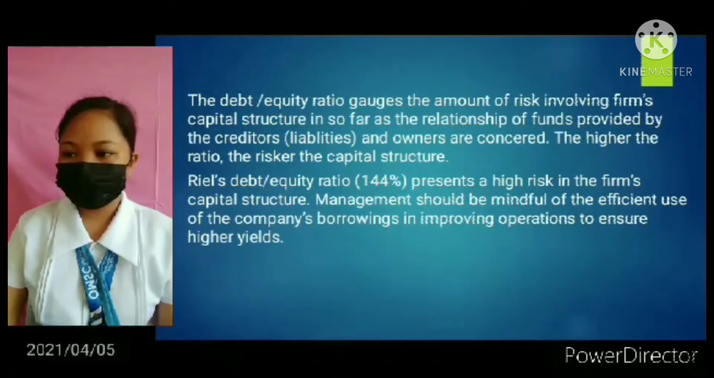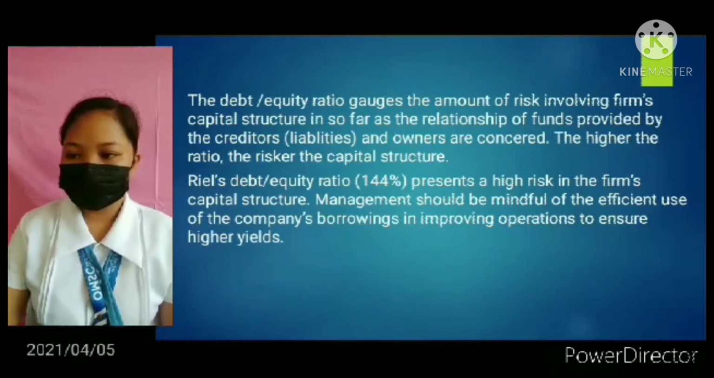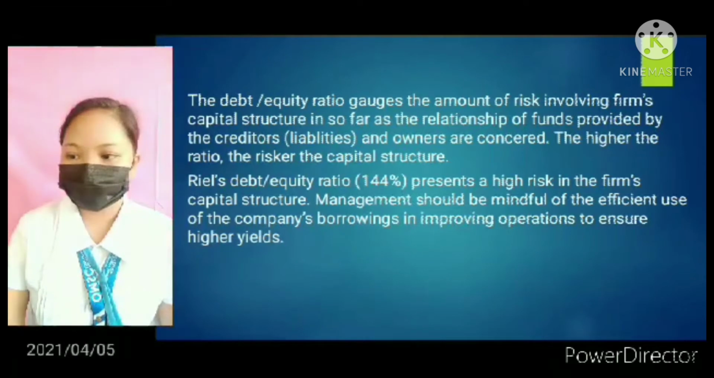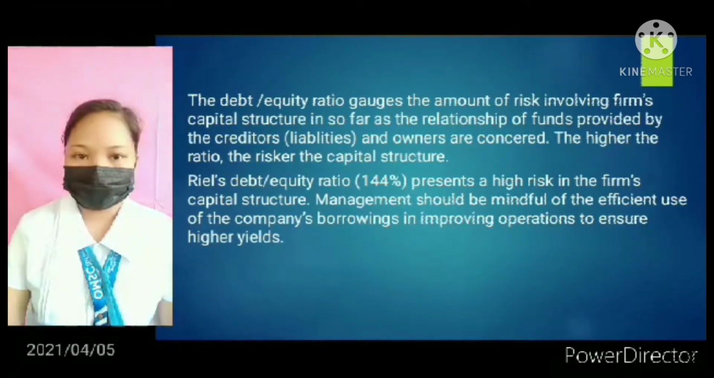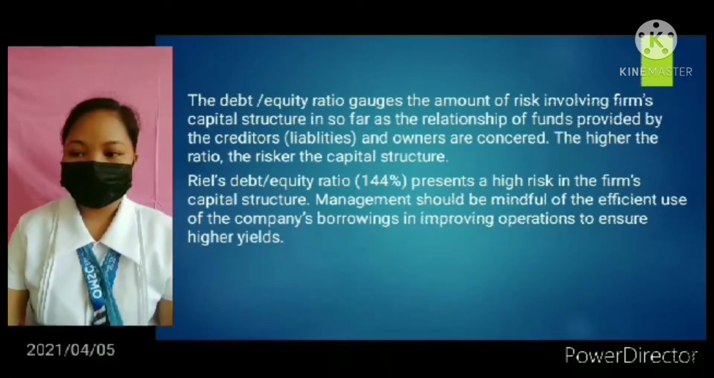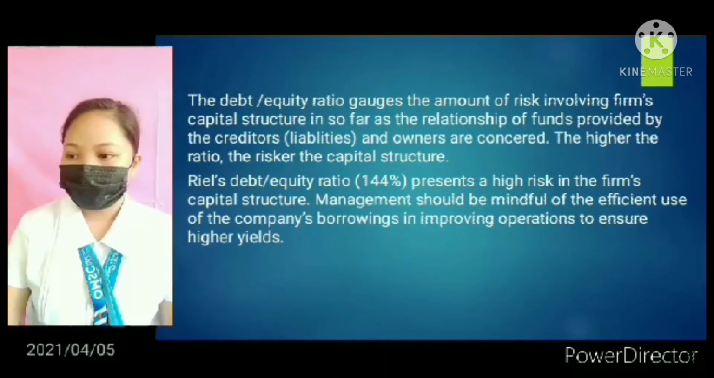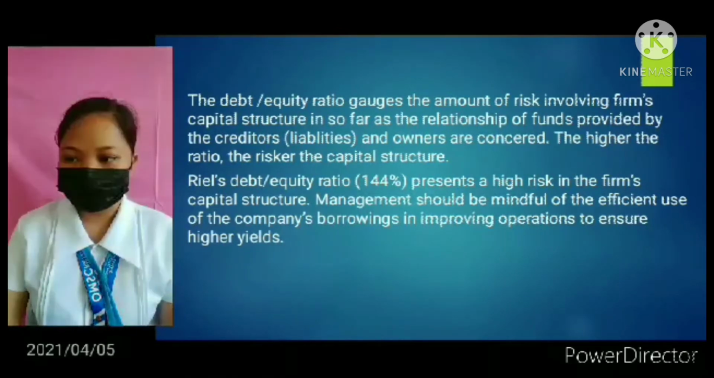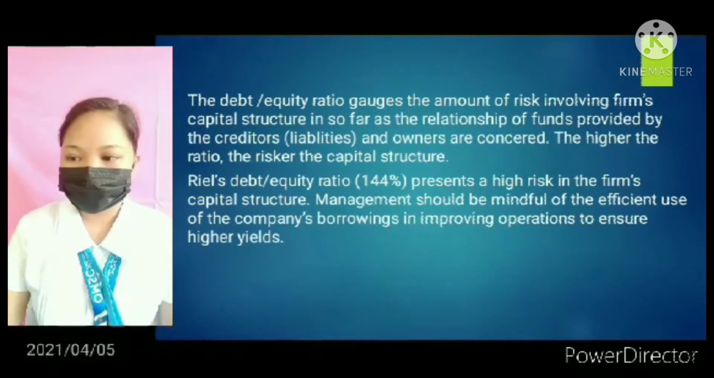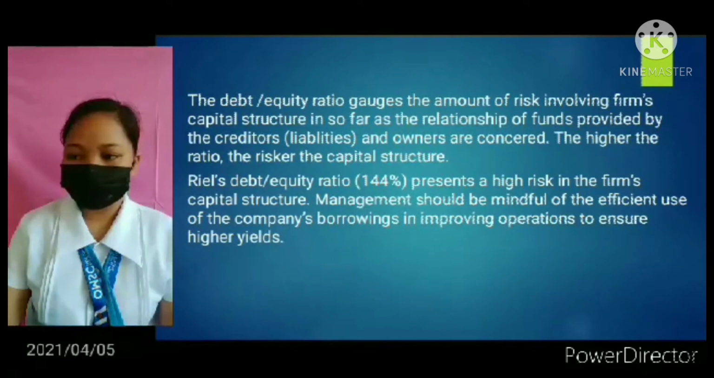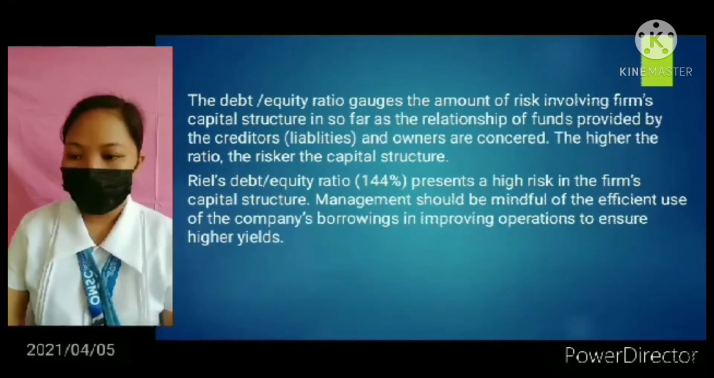The debt to equity ratio gauges the amount of risk involving the firm's capital structure insofar as the relationship of funds provided by the creditors or liabilities and the owners are concerned. The higher the ratio, the riskier the capital structure. Real's debt to equity ratio of 144% presents a high risk in the firm's capital structure. Management should be mindful of the efficient use of the company's borrowings in improving operations to ensure higher yields.